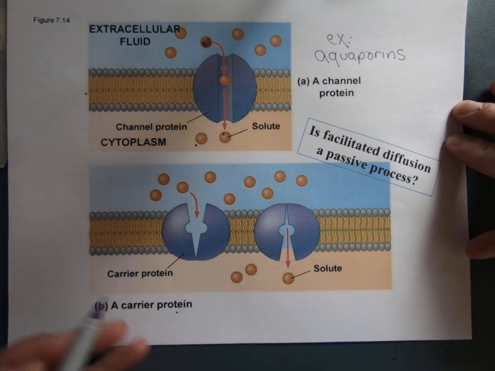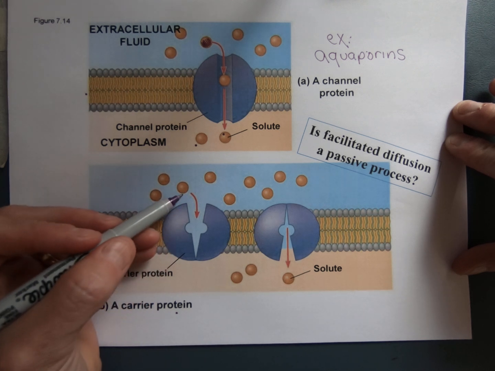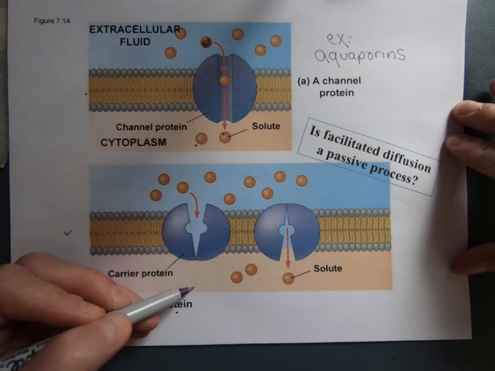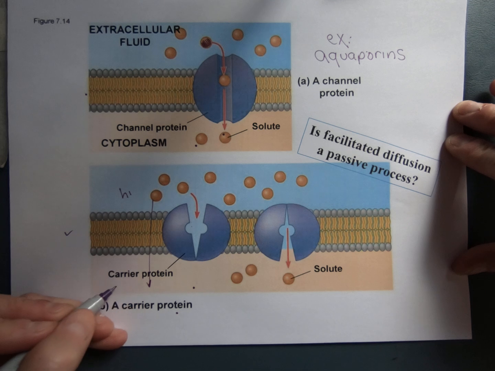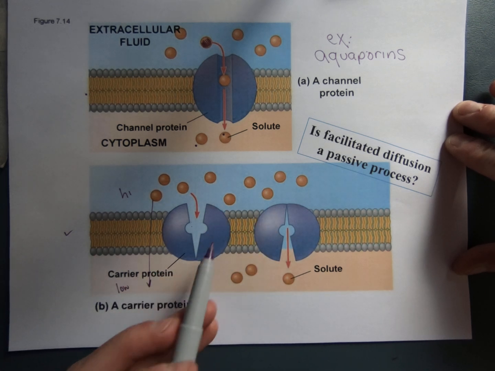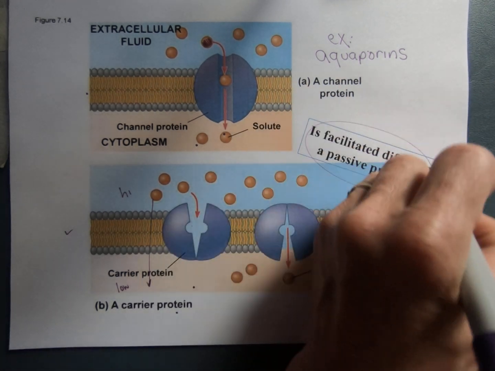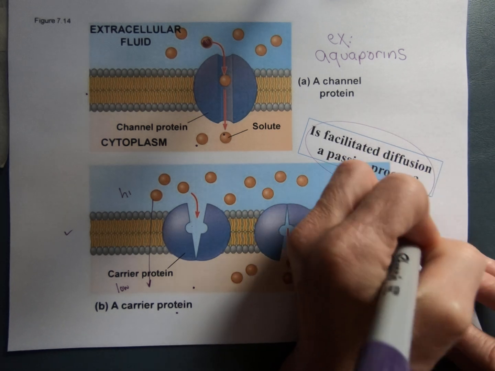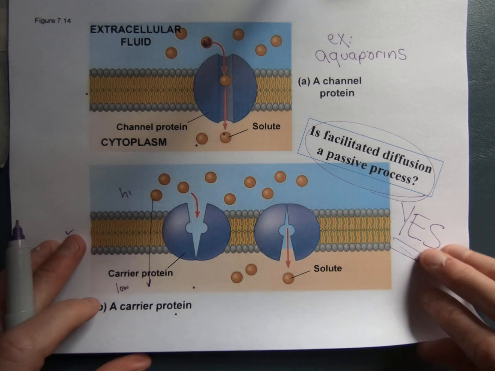In this diagram on the bottom, we've got a carrier protein. A carrier protein actually picks up a molecule and transports it across the membrane down its concentration gradient again from high to low concentration, but it changes shape along the way. The carrier protein actually changes shape. Is facilitated diffusion a passive process? Put a big fat yes. Yes, it is. It doesn't require energy. Molecules are still diffusing. They're still moving down their concentration gradients. Okay.